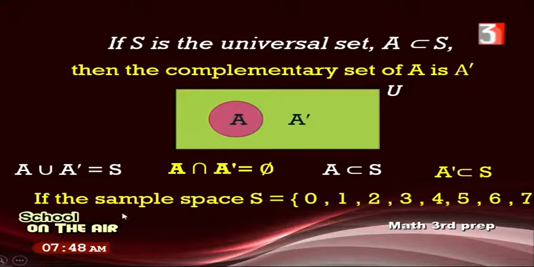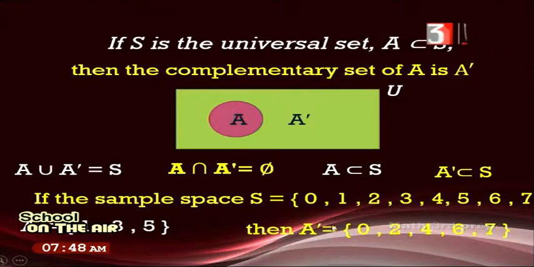If the sample space S equals 0, 1, 2, 3, 4, 5, 6, and 7, and if A equals 1, 3, 5, what does it mean? It means that if we want to get A complement, we will get the remaining parts inside our sample space. A is 1, 3, 5, and the remainder is 0, 2, 4, 6, and 7.